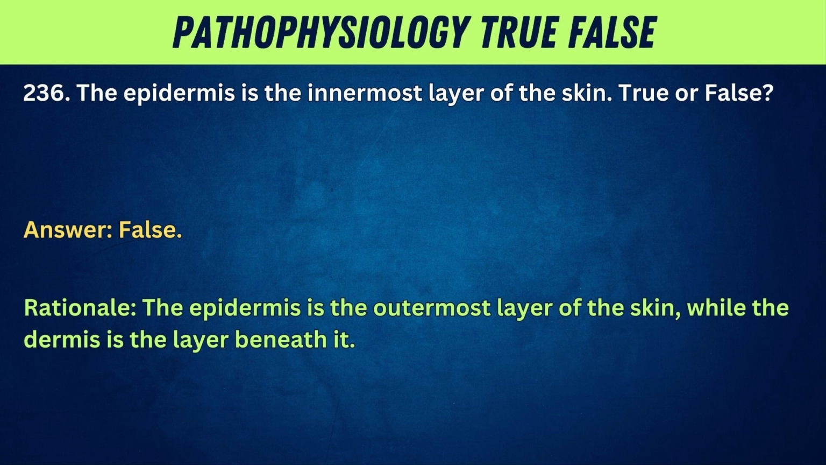236. The epidermis is the innermost layer of the skin. True or false? Answer: false. Rationale: the epidermis is the outermost layer of the skin, while the dermis is the layer beneath it.